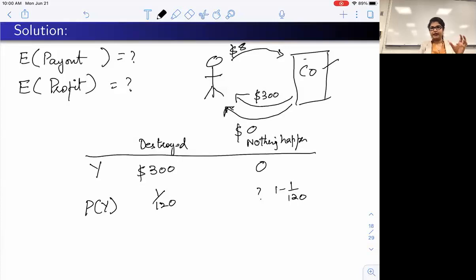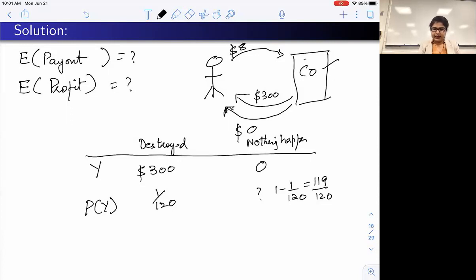Do you remember the complement events? Like P of A bar, do you remember? So probability of event plus probability of complement of that event equals 1. So you are taking the complement, nothing is going to happen. So 1 minus 1 by 120. This is why we have to write it like this. So what it is, this is 119 by 120.